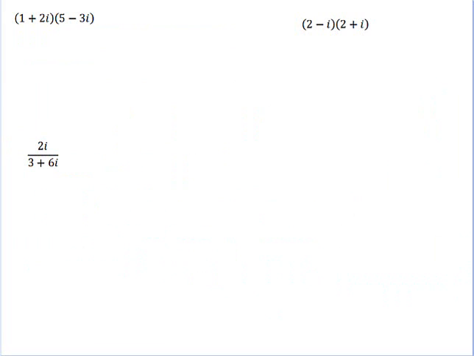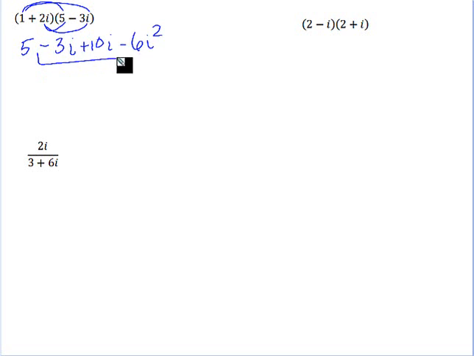Let's do another example. This time we have the quantity 1 plus 2i times the quantity 5 minus 3i. So to do this, we would just FOIL or double distribute. So 1 times 5 is 5. 1 times negative 3i is minus 3i. 2i times 5 is plus 10i. And 2i times negative 3i is minus 6i squared.